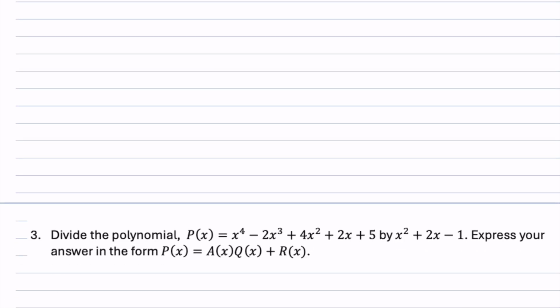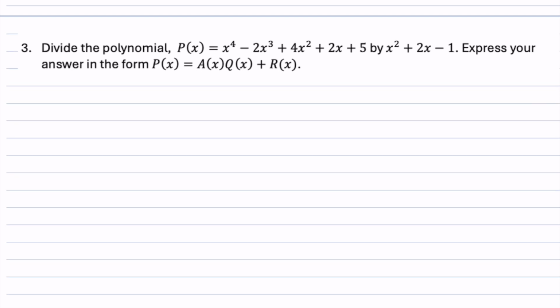We're then going to move to the third example. So divide the polynomial by this particular quadratic. So I'm dividing this polynomial here by this quadratic here. And we want to express our answer in this form here, where I have the divisor times the quotient, and I'm left with a remainder.